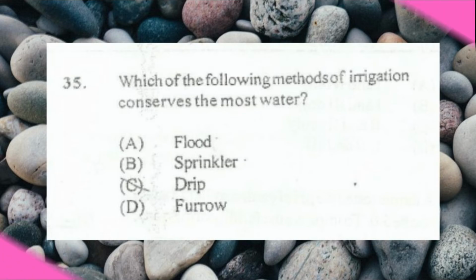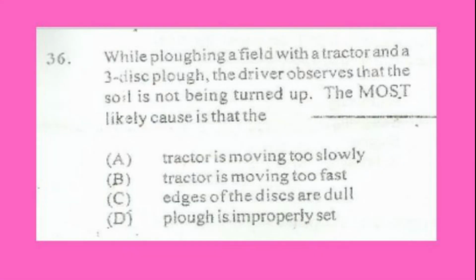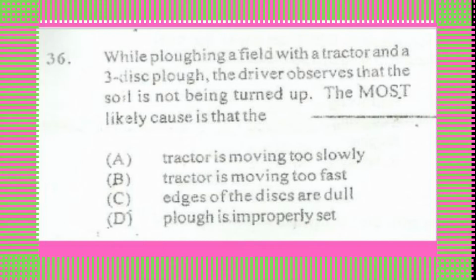Question 36. While plowing a field with a tractor and a 3-disc plow, the driver observes that the soil is not being turned up. The most likely cause is that the A. Tractor is moving too slowly, B. Tractor is moving too fast, C. Edge of the disc are dull, D. Plow is improperly set. The answer is D. Plow is improperly set.